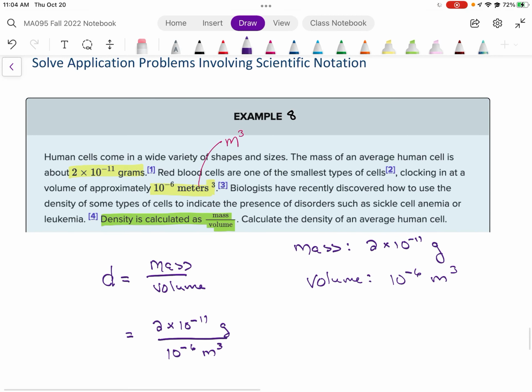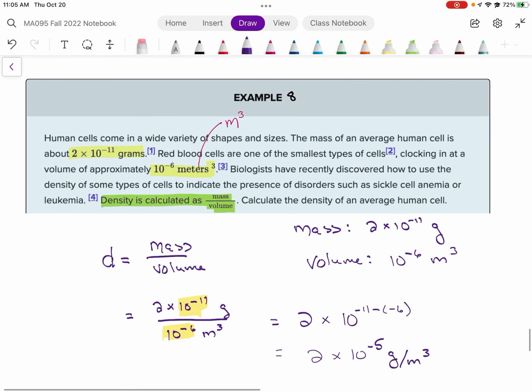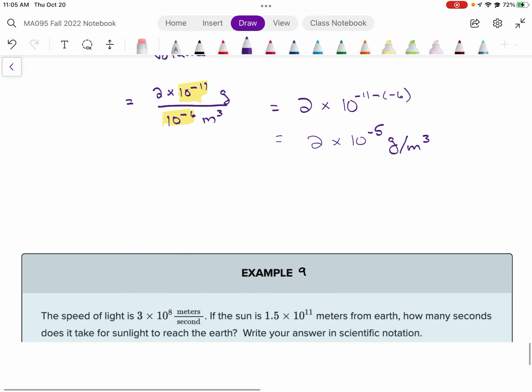And we get, so these two can be combined, minus 11 and minus 6. So we're going to have 2 times 10 to the minus 11 minus negative 6. I'm using the exponent rules. And that gives me 2 times 10 to the negative 11 plus 6, which is negative 5, grams per meter cubed. So 2 times 10 to the minus 5 grams per meter cubed is the density of an average human cell. We're talking about red blood cells. All right, so that's one example of using this.